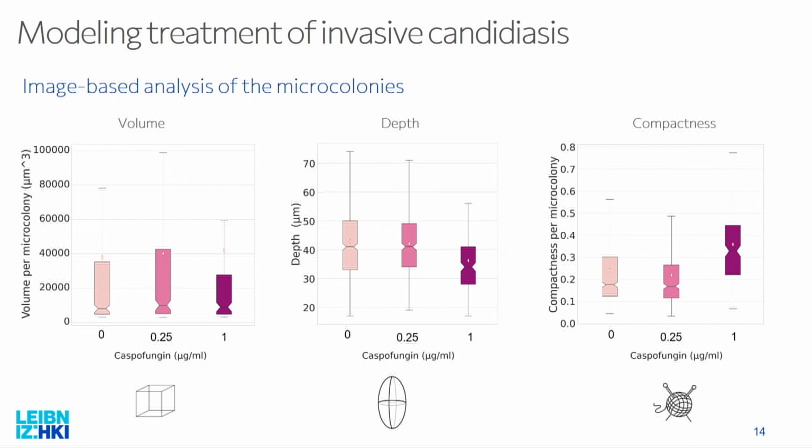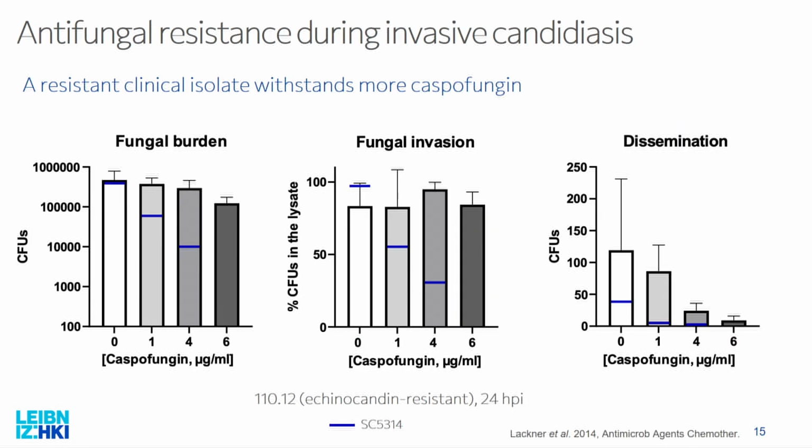This means that even if they are not dying, they are growing differently, which may alter how they interact with the host. We then repeated these experiments for the clinical isolate, and you can compare with the wild type in these blue lines. We saw that the fungal burden was only a bit reduced, even at higher concentrations, so we had to go up to 6 micrograms per ml.